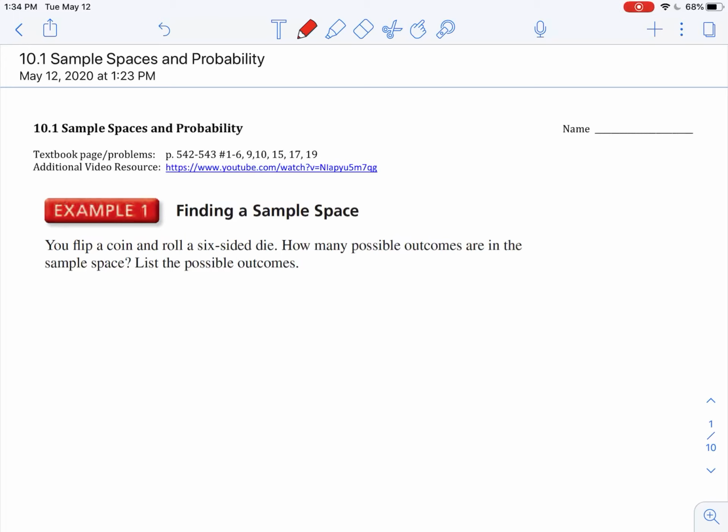The first thing I wanted to work through an example of is when they ask you to find a sample space. So we're looking at example 1, and they say you flip a coin and you roll a 6-sided die. So you're doing two different things, and they ask how many possible outcomes are in the sample space and to list the possible outcomes. Now they're using this word outcome. Let's make sure we have this defined. An outcome is really just the result of an experiment. For us in this problem, it may not sound like a science experiment, but the experiment is that we're flipping a coin and rolling a die. So how many possible outcomes are there? Well, let's list them first and then we'll know.